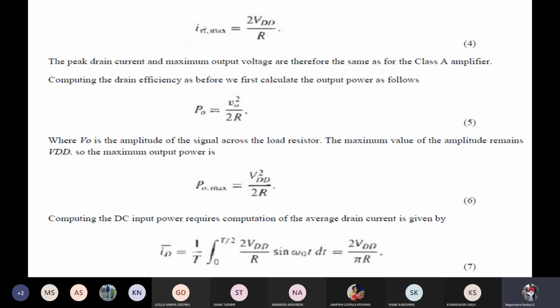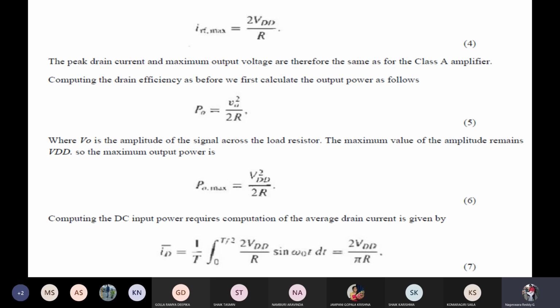So to calculate efficiency, what do we need? Output by input. Here we are taking the output power by input power. So what is the output power? P naught is equal to V naught square by 2R. V naught is the amplitude of the signal across the load resistor, that is, the output at the load resistor. That is the amplitude, so that is the output voltage.